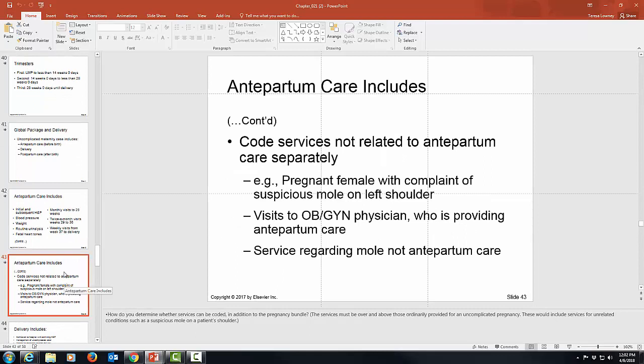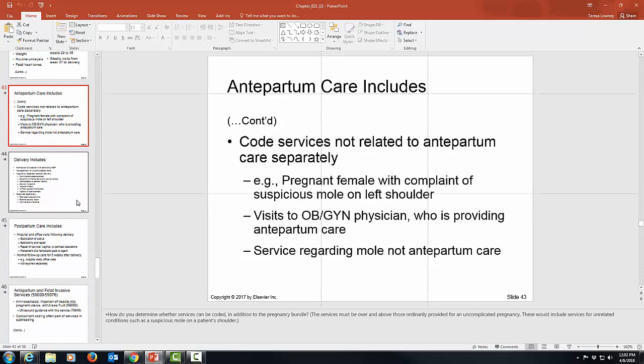And then your antepartum care also included a service. So when you're having services that aren't related to this care, for example, a pregnant female is complaining about a suspicious mole on her left shoulder, the visits to the OB/GYN doctor who's providing that care, he can look at that mole and tell her what it is, but any services regarding that mole are not part of the antepartum care and would be reported separately. The same with patients who would come in oftentimes with things like a bronchitis.